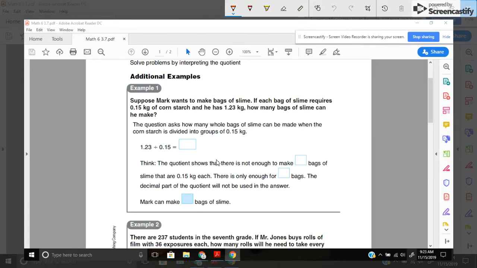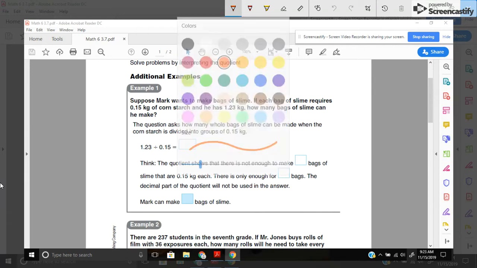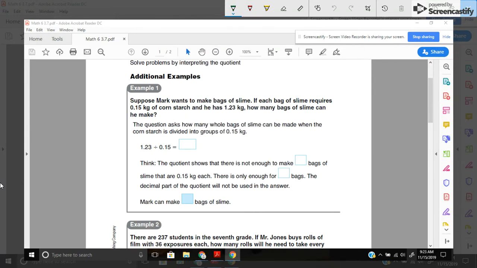sense for you. Example 1 says, suppose Mark wants to make bags of slime. Okay, kind of a fun activity. If each bag of slime requires 0.15 kilograms of cornstarch, and he has 1.23 kilograms total of cornstarch, how many bags of slime can he make? All right, well, the question asks how many whole bags can be made with the cornstarch, and that's divided into groups of each bag needs at least 0.15. So if we take our total of 1.23 and we divide that by 0.15, we'll come up with our answer.